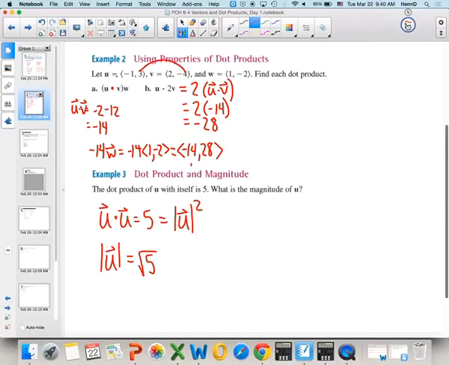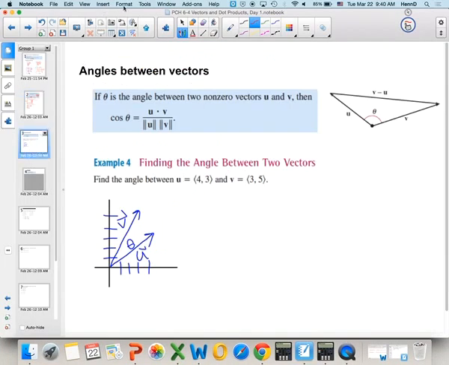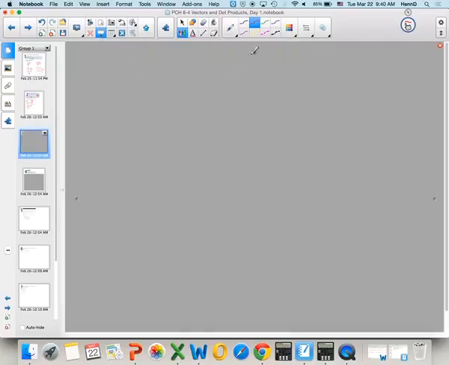All right. Any questions about our properties or? All right. So here's where we actually can start using this.